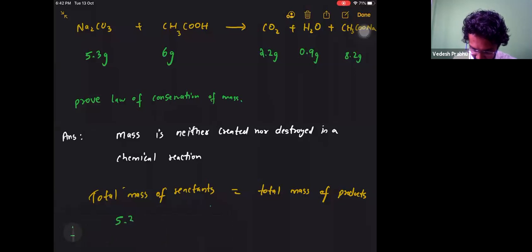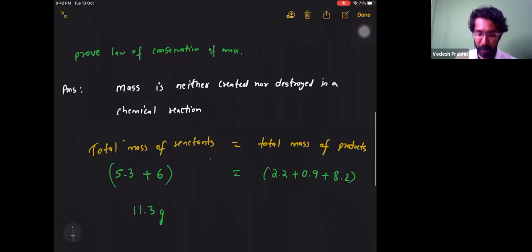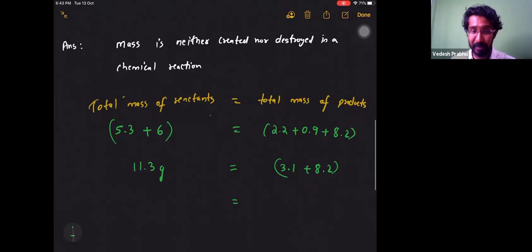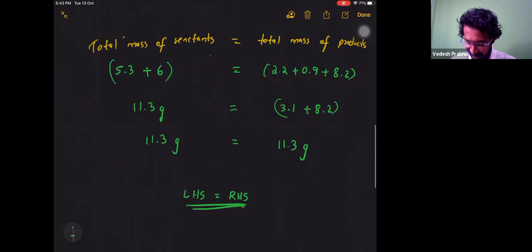I just have to write here 5.3 plus 6 is equal to 2.2 plus 0.9 plus 8.2. We can see that this is equal to 11.3 gram. Over here, 2.2 plus 0.9 is 3.1, plus 8.2. So 8 plus 3, 11. Then 0.1 plus 0.2 is definitely 11.3. So we can see here that LHS is equal to RHS. Hence proved. Just like your mathematics.